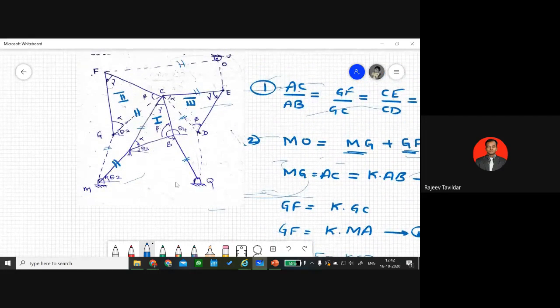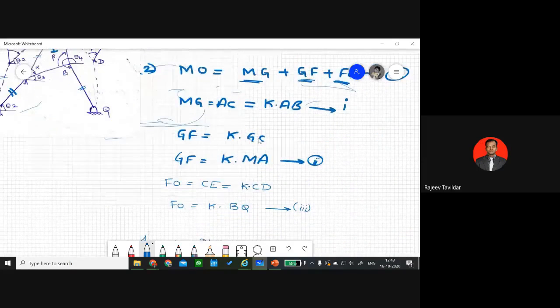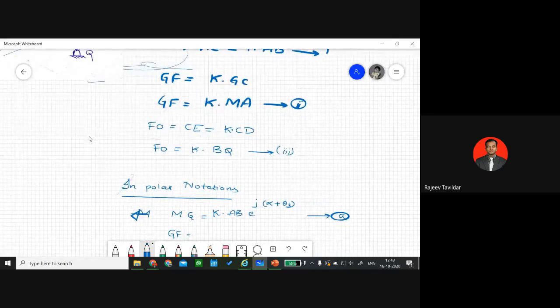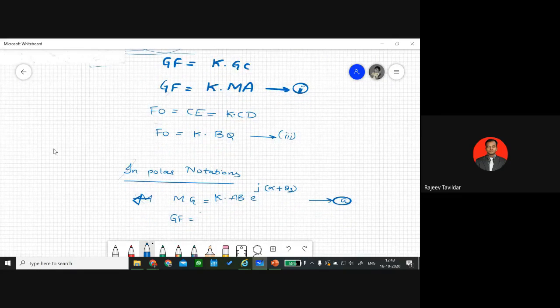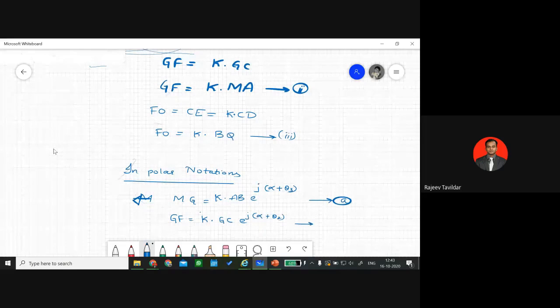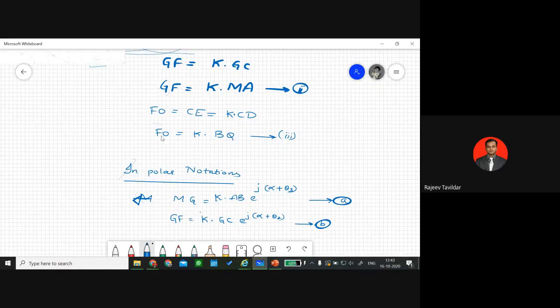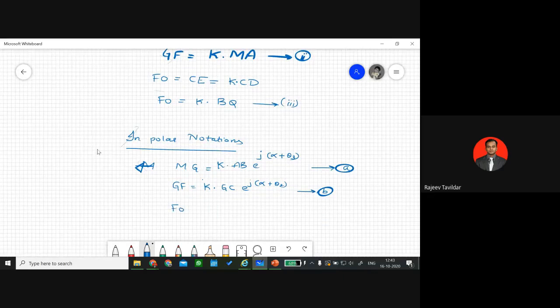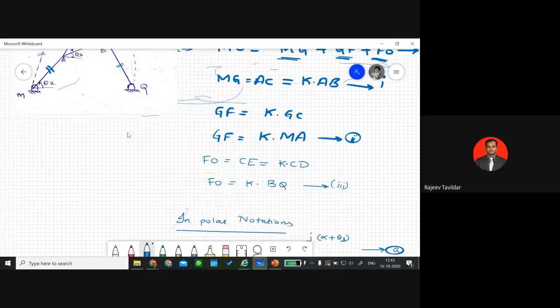Now let us come to GF. Okay, where is this GF? So can you tell me what will be the orientation of GF? See, GF is making an angle of what? Alpha plus theta 2. Right? So in polar notation, I'm going to write it as it is here. That is, GF will be equal to K into GC, which we had in the equation, e raised to j alpha plus theta 2. So this is my equation number B. Last one was FO. So what I'm supposed to write for FO is K into BQ.